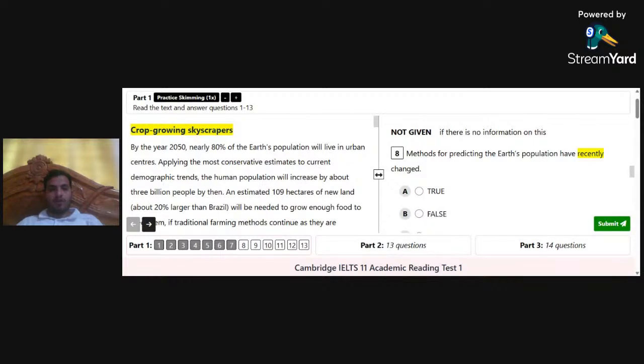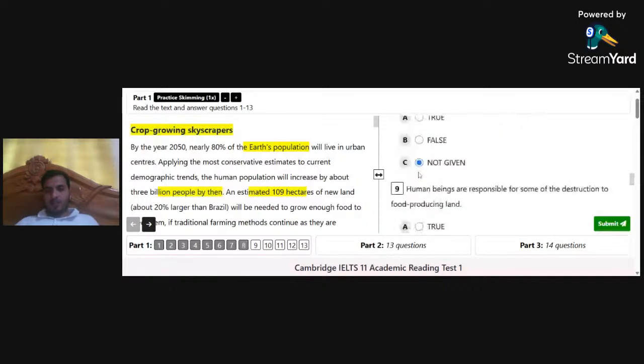So we will look for our keywords, Earth's population. Okay, let's see. Here is the Earth's population. We live in urban centers. Applying the most conservative estimates to current demographic trends, the human population will increase by about 3 billion by then. An estimated figure. So there is no information regarding methods of predicting the Earth's population given. So we will put this as not given.